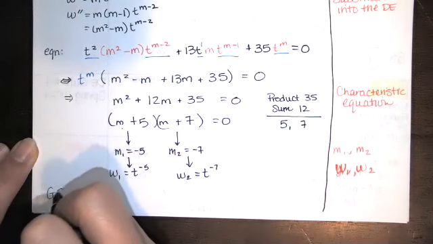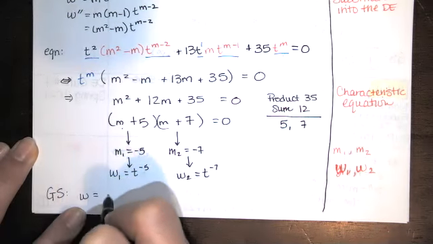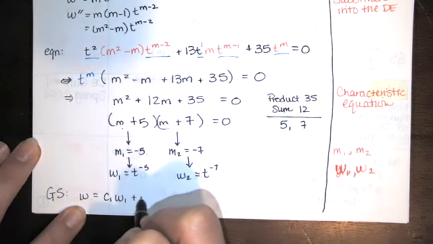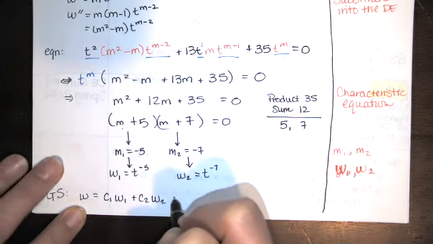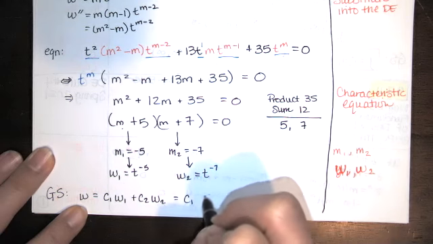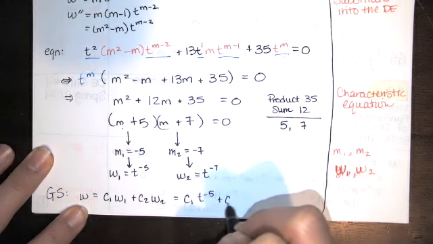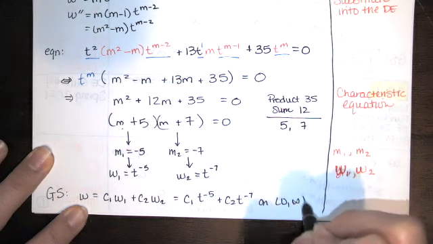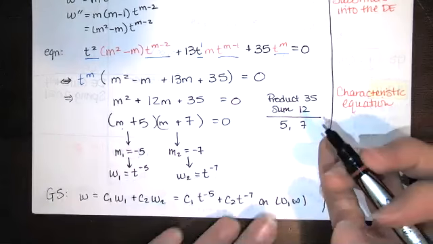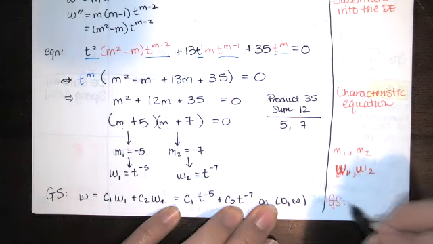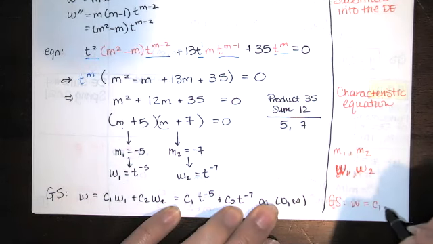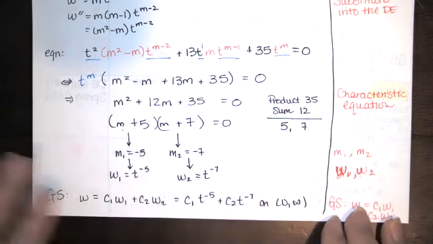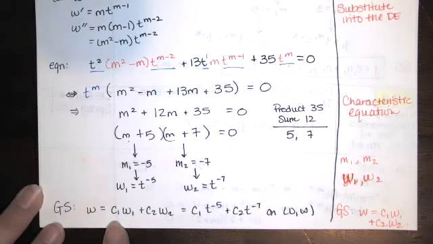And then the general solution is w equals c1 w1 plus c2 w2, which is c1 times t to the -5th plus c2 times t to the -7th on the interval from 0 to infinity. Again, we just find the general solution by taking the w's, multiplying them by constants, and adding them together when referring to a homogeneous equation. And since it's second order, we only have two terms in our general solution.